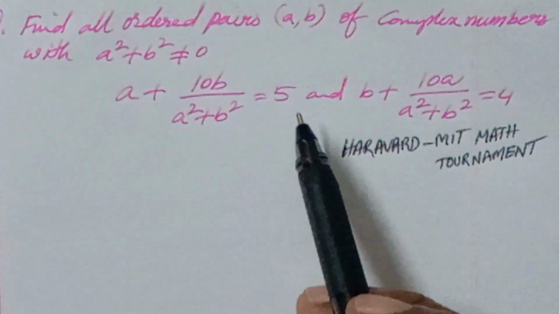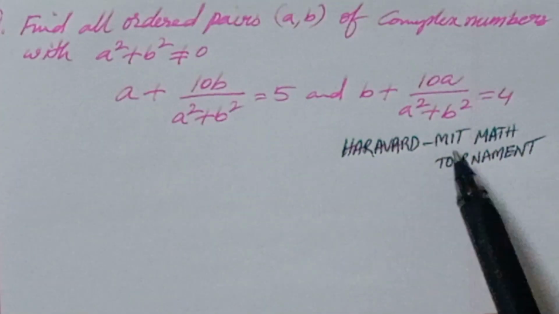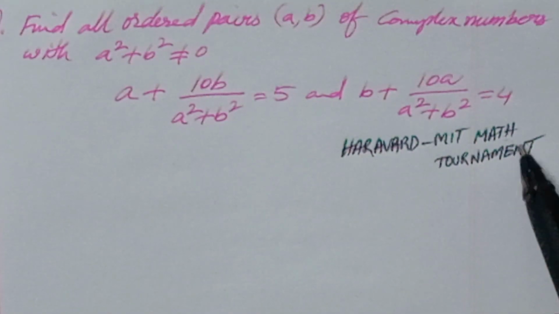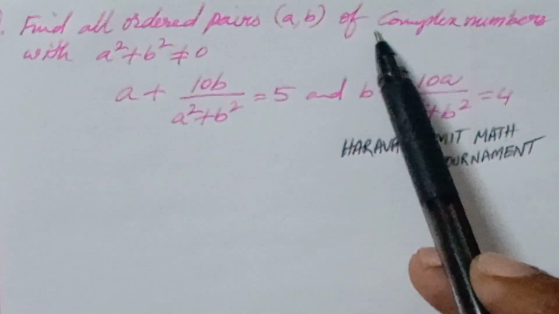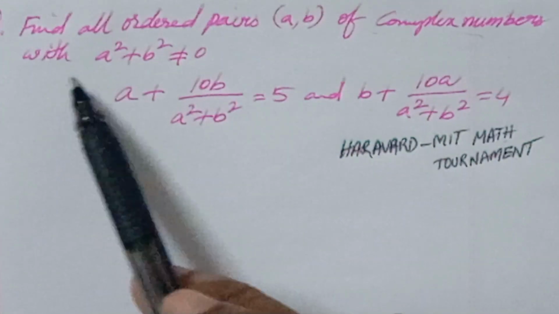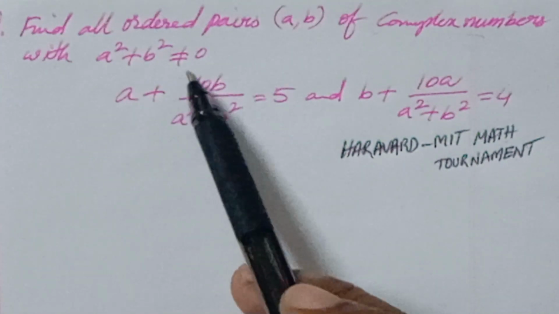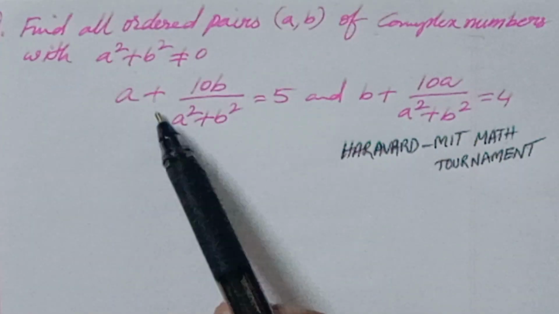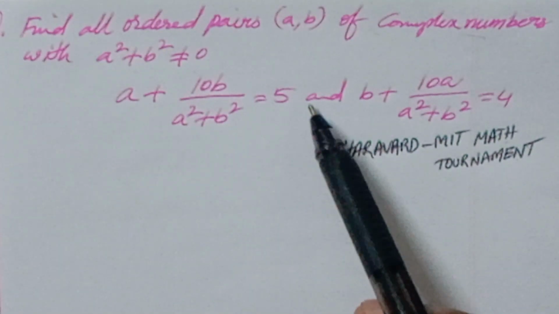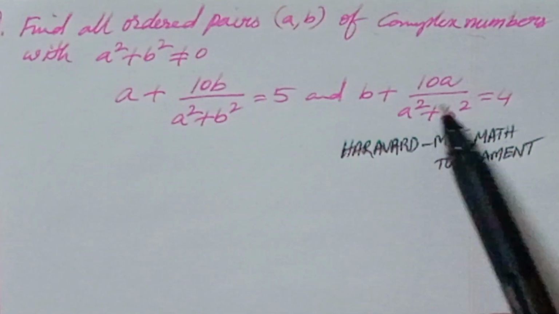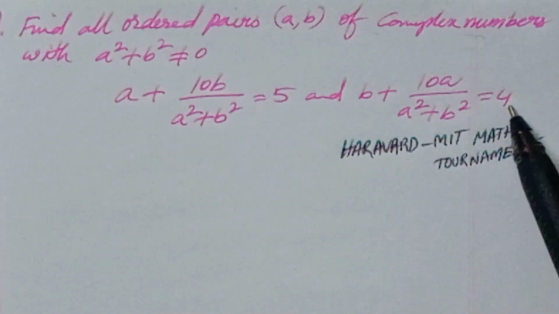So today we are looking at the Harvard MIT Math tournament. The question is given: find all the ordered pairs (a, b) of complex numbers with a² + b² not equal to 0, (a + 10b)/(a² + b²) equal to 5, and (b + 10a)/(a² + b²) is equal to 4.